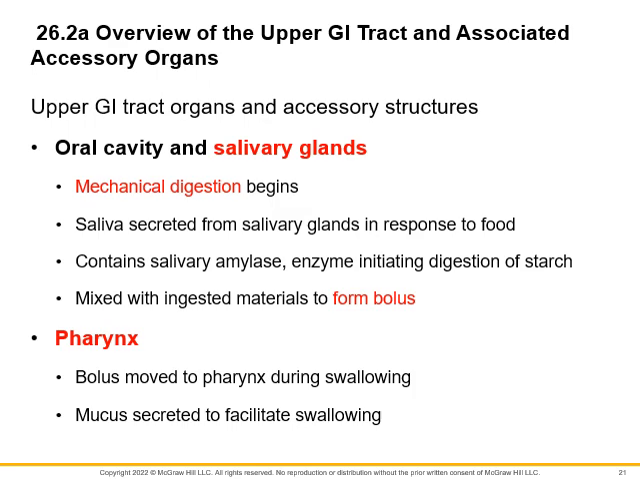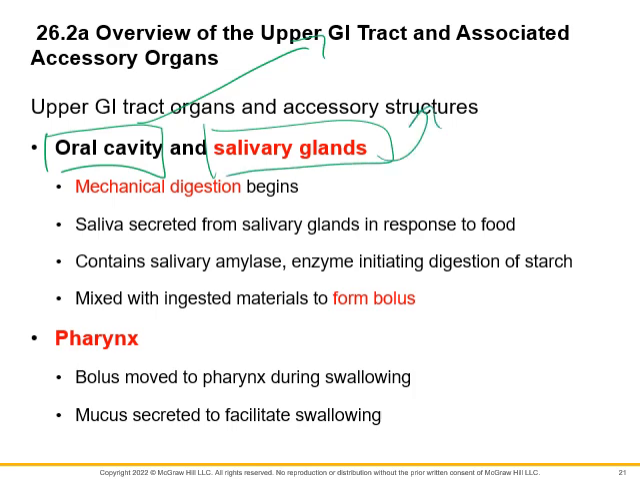So now we're going to talk about the upper GI tract and also talk about the accessory organs. So here we have the oral cavity, that is upper GI tract. Salivary glands, those are the accessory structures.